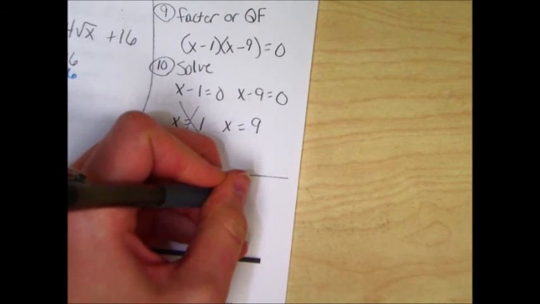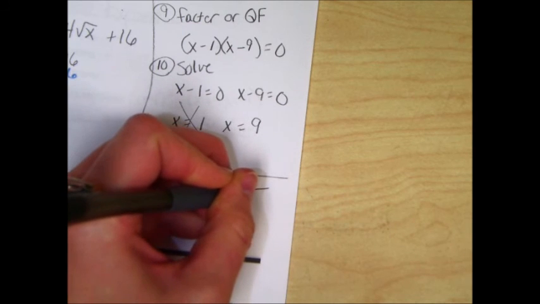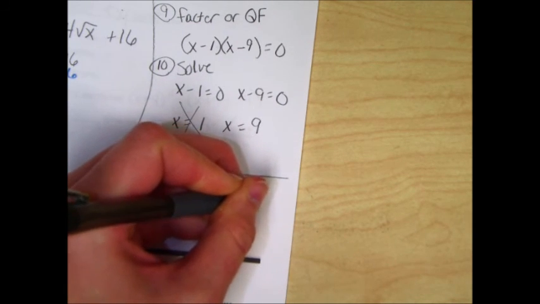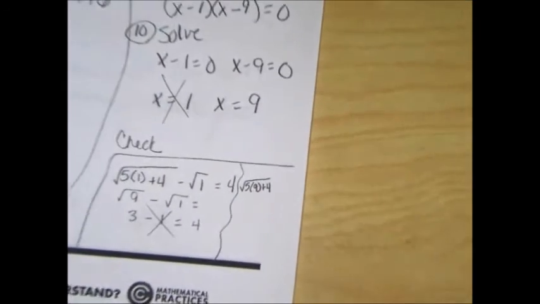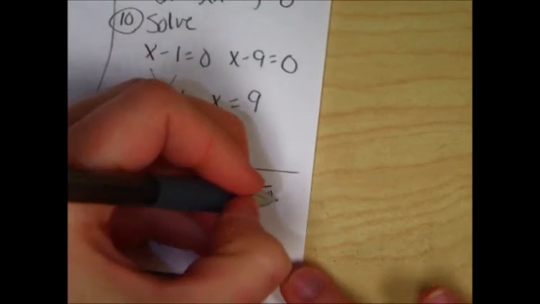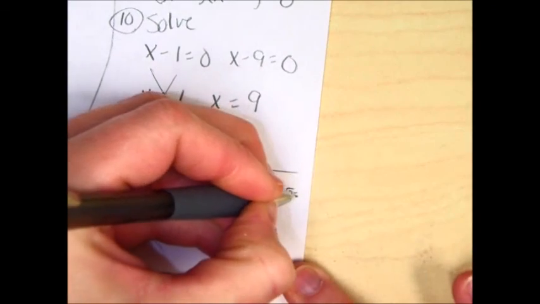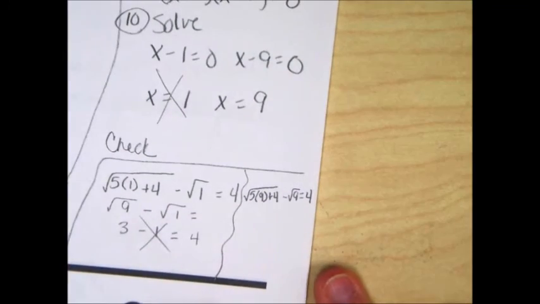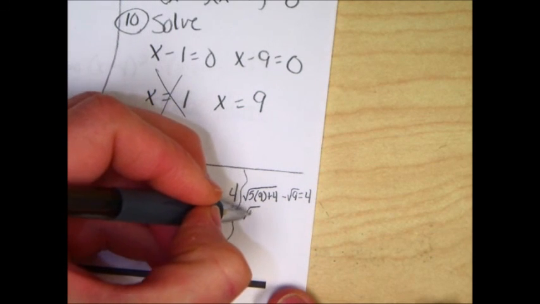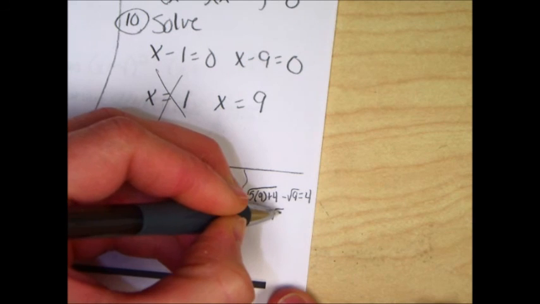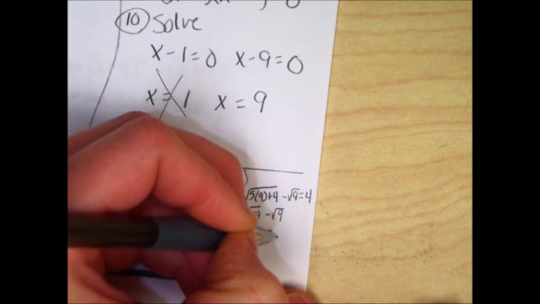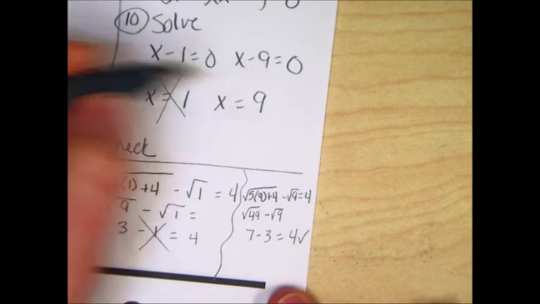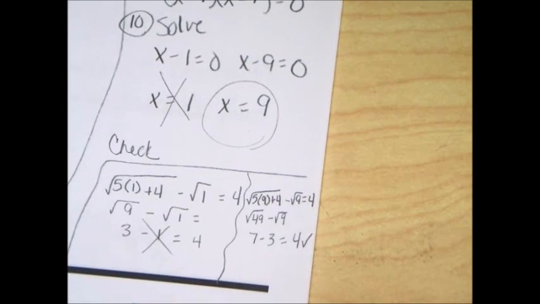So I do the square root of 5 times 9 plus 4. Then I have to subtract the square root of 9, and we're going to see if that equals 4. 5 times 9 is 45, plus 4 is the square root of 49, minus the square root of 9. That's really 7 minus 3. Does 7 minus 3 equal 4? Yes. x does equal 9.